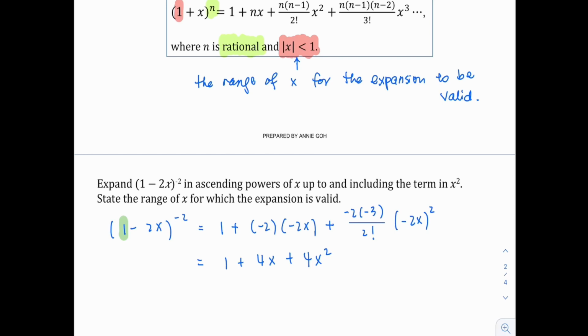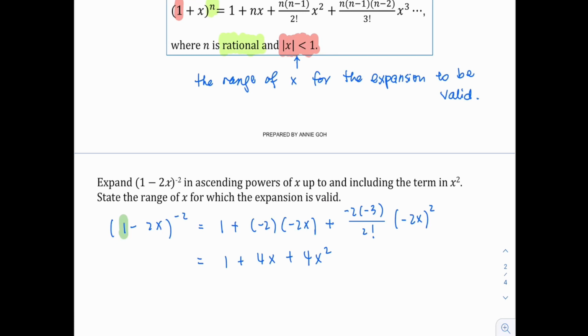Alright. As for the second part of this question, which is about the range of x for which the expansion is valid, we will just need to apply this: modulus x less than 1. Let's see how we apply this. Now, let's prepare a modulus with the inequality less than 1. And we will need to fill in the x. So instead of writing the x, our x is changed into negative 2x. Alright? So when we take the modulus of negative 2x, it becomes 2 modulus x less than 1, and hence the solution will be modulus x less than half. This is the range such that the expansion is valid.